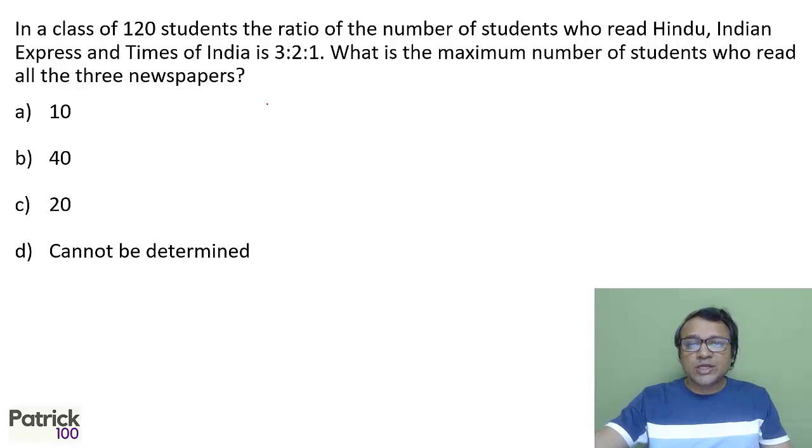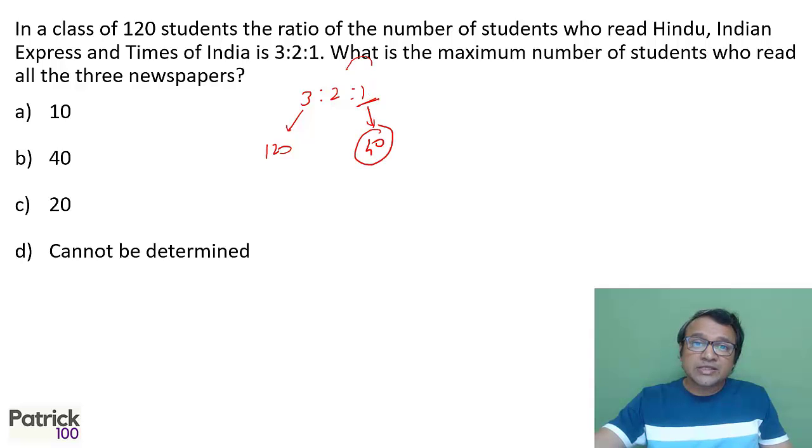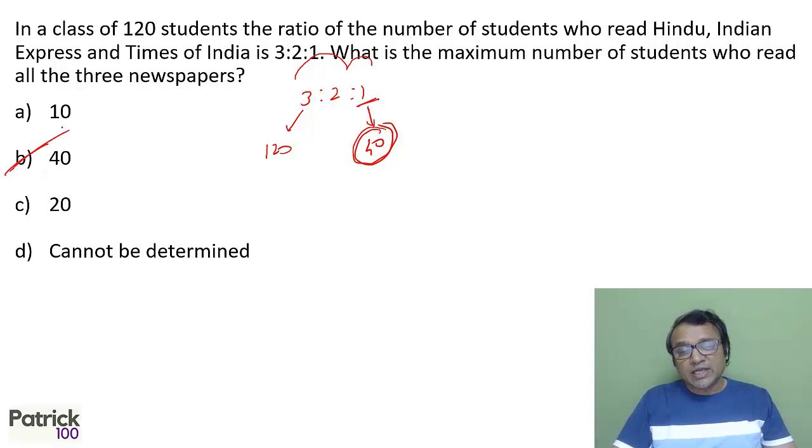In a class of 120 students, the ratio of the number of students who read Hindu, Indian Express and Times of India is 3 is to 2 is to 1. Find the maximum number of students who read all three newspapers. So the maximum will happen when this 3, that's the maximum, stands for 120. The Hindu is read by all of them because the maximum people read Hindu. In which case, the Times of India is read by 1/3 of it, 40. So it's possible that these 40 students who read Times of India also read the Indian Express and also read the Hindu. In which case, the people reading all 3 newspapers will be 40, B option.